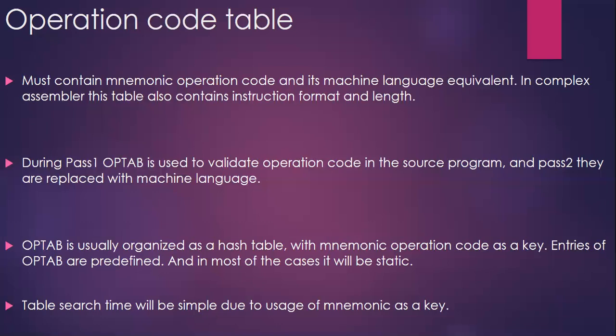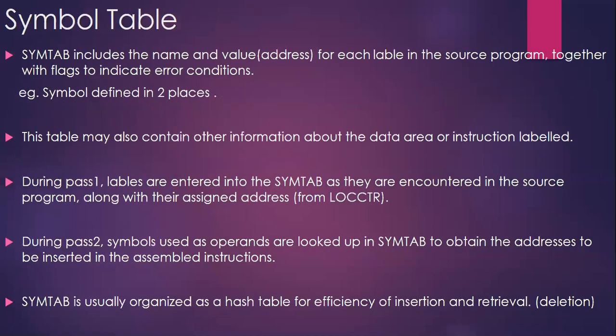Then table search time will be simple due to usage of mnemonic as a key. So search time will be a bit less. Then we'll go for the symbol table. The symbol table includes the name and value. Value means the address exactly for each label in the source program, together with a flag to indicate error conditions.